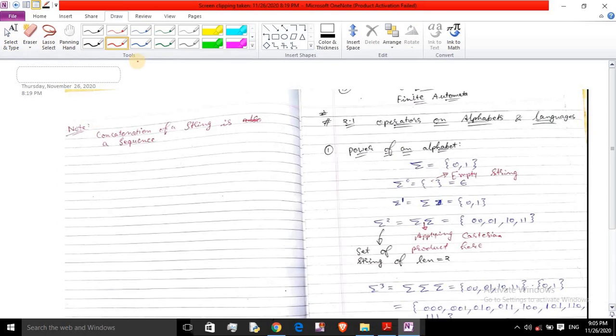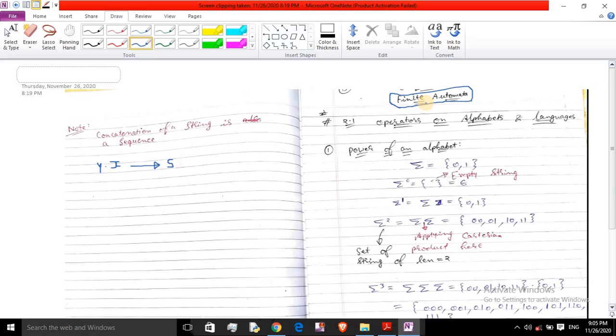Now look at this. What it means: concatenation of strings is also a sequence. Suppose we have concatenated the strings x and y, which gives us our original string s containing all the words. So this is also a sequence. Now look at our next topic, which is finite automata.